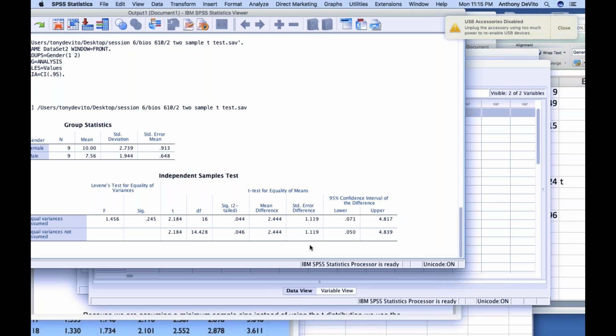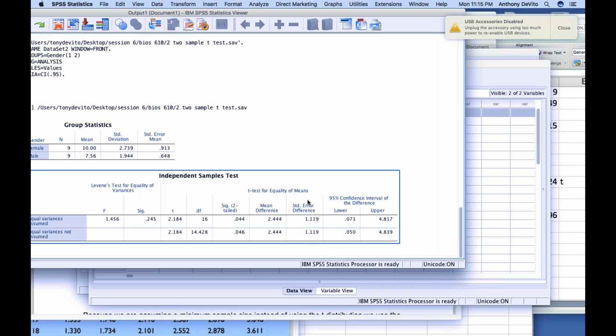Should we reject the null hypothesis? What do you think? Should we reject the null hypothesis here? Yes, because the probability of being wrong is less than 5%, and we can go ahead and reject the null hypothesis.